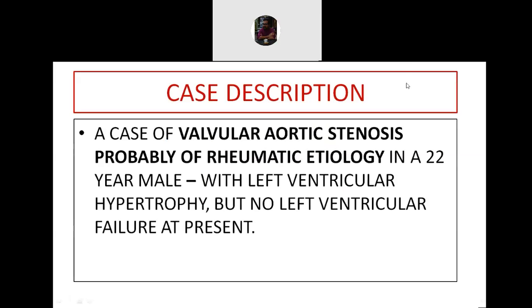Valvular aortic stenosis may be acquired or congenital, and as usual for valvular stenosis, the commonest acquired cause is rheumatic. Other less common causes are fibrocalcific deformity, autoimmune diseases, infective endocarditis, deposition diseases like Fabry's disease, or it can be a congenital deformity.